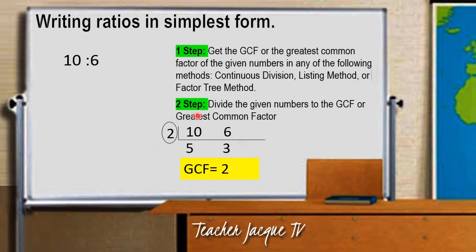Now we will do the step 2. We will divide our given numbers by our GCF. So 10 divided by 2 and 6 divided by 2. 10 divided by 2 is equals to 5. 6 divided by 2 is equals to 3. Therefore, the simplest form of our ratio 10 is to 6 is 5 is to 3.